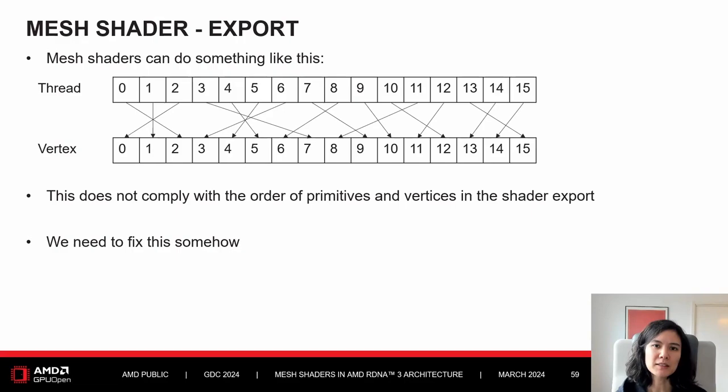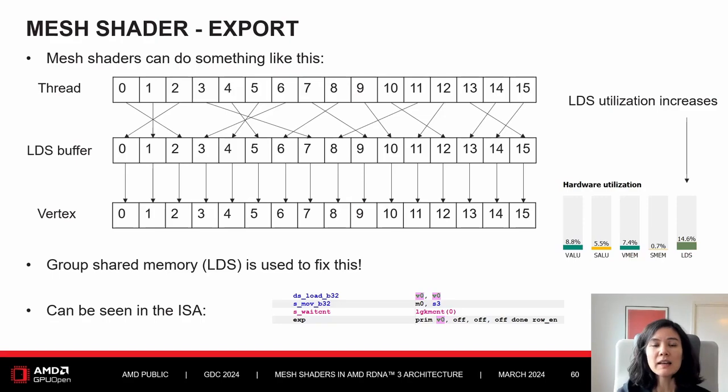So we have to fix this. And with "we", I mean the compiler in this case, because the mesh shader itself is valid. The specification allows this. So the compiler needs to fix this, and it's doing this by using group shared memory as a staging buffer to re-swizzle the vertices such that in the end thread n exports vertex n and primitive n. This swizzling via group shared memory can be seen in the ISA.